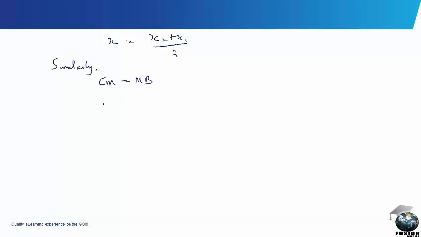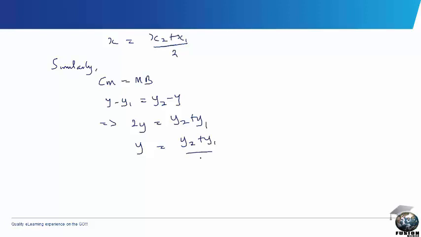And so we have that y minus y1, which is CM, look at the diagram again, is equal to y2 minus y, and then we'll carry out the same computation, and so we have 2y is equal to y2 plus y1, so that y will be equal to y2 plus y1 all over 2. And so the coordinates of point P have the midpoint.